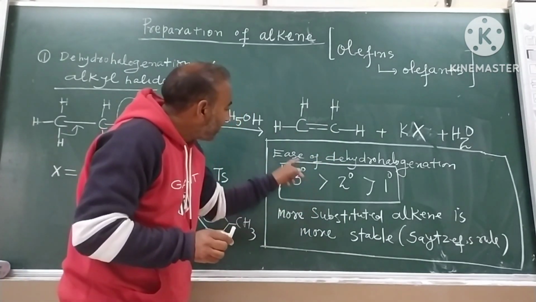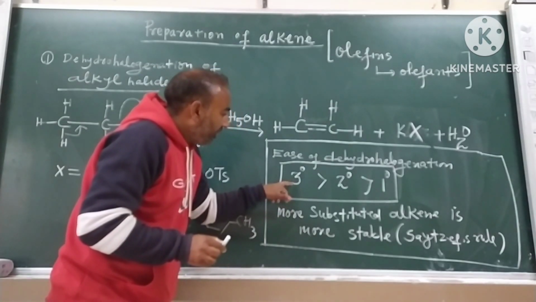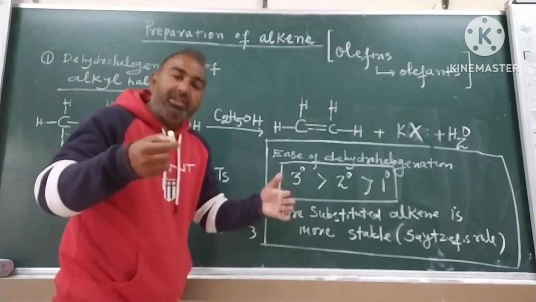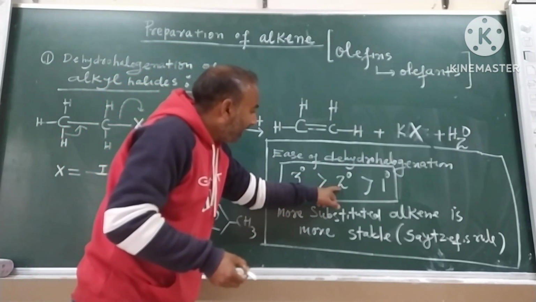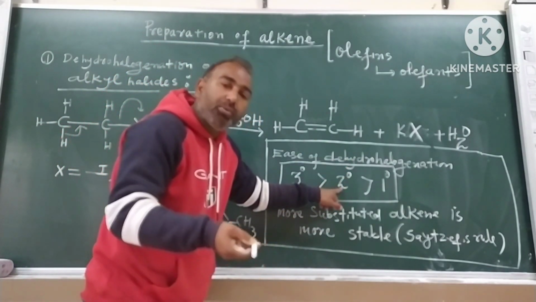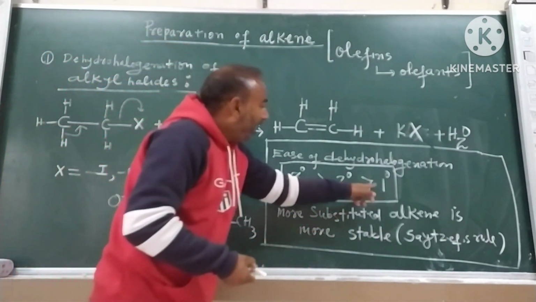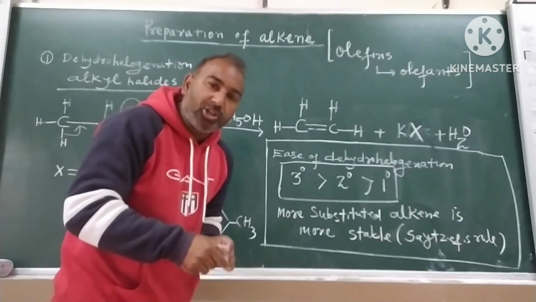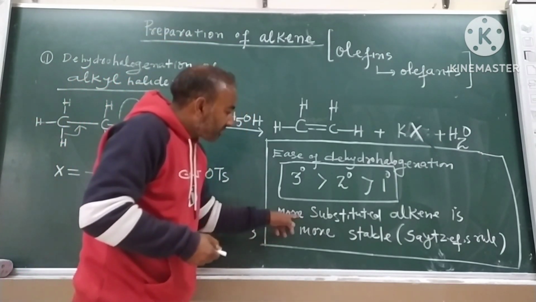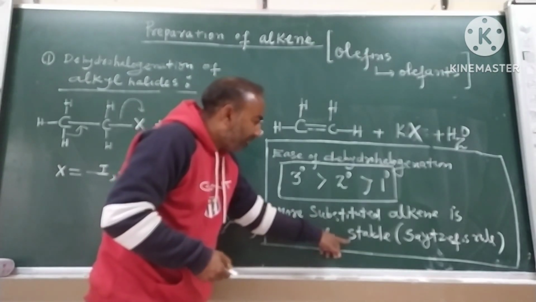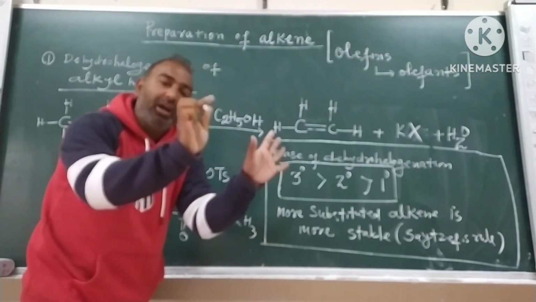One more additional point: ease of dehydrohalogenation. A 3-degree alkyl halide is more reactive towards dehydrohalogenation than a 2-degree alkyl halide, and a 2-degree alkyl halide is more reactive towards elimination. It is also called beta elimination. A 1-degree alkyl halide is less reactive towards dehydrohalogenation. Then one more point, the more substituted alkene is more stable. That's called Saytzeff's rule. That mechanism we have already discussed. I hope it is clear.